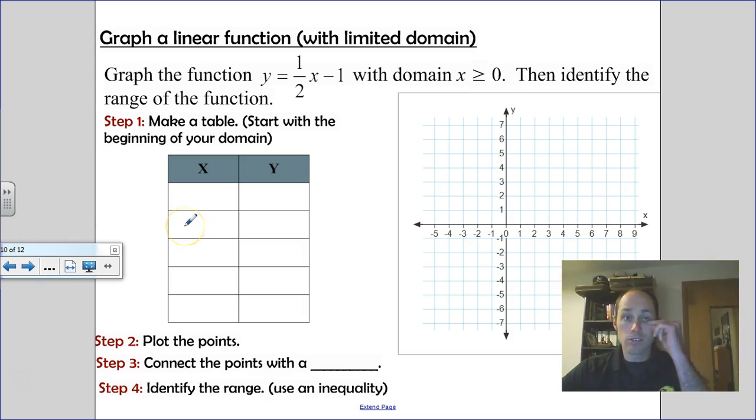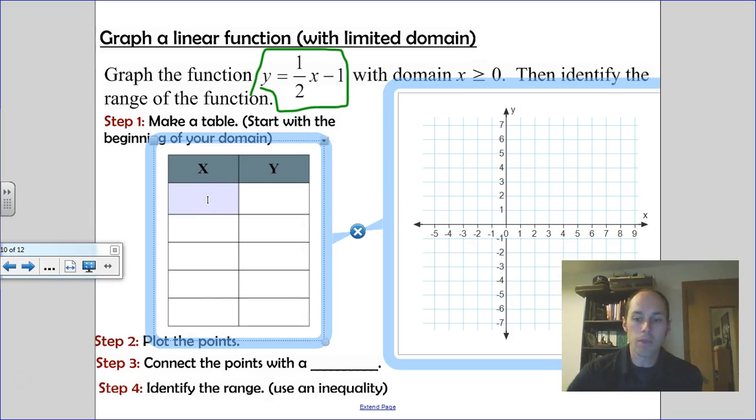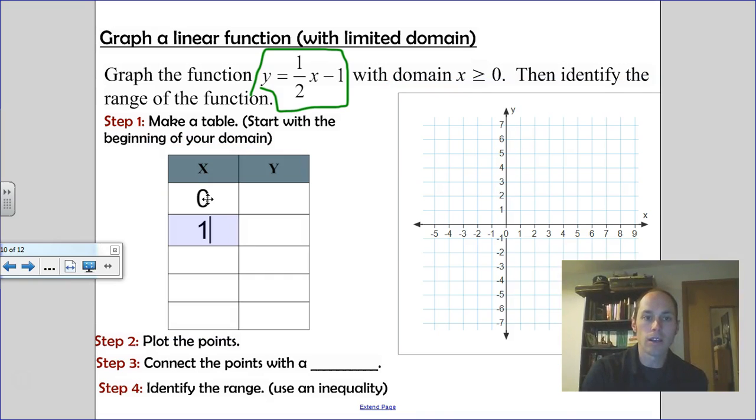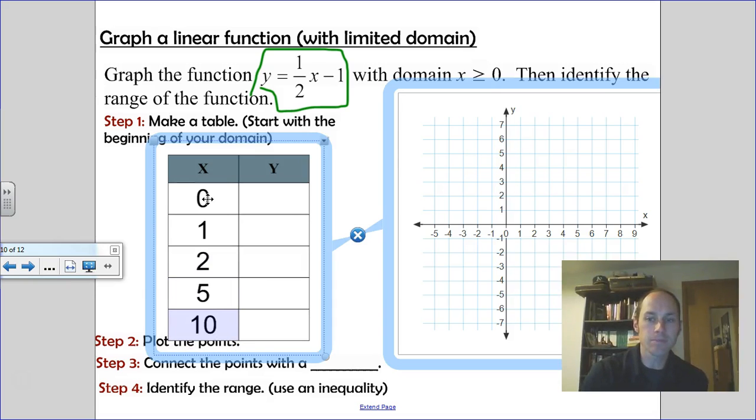The other thing we want to do is graph a function with a limited domain. So here's our function y equals -half x minus 1. Its domain is x greater or equal to 0. So the only values that we can have there have to be greater than or equal to 0. So I'm not going to choose any negatives this time. So I can use 0, 1, I could jump down to 2. I could maybe even do 5 or 10.